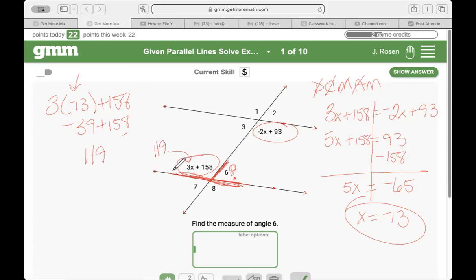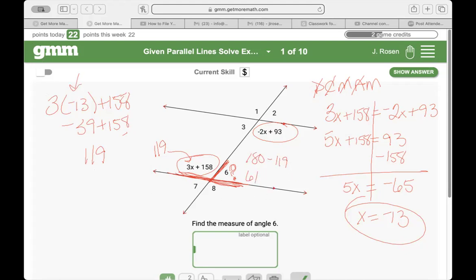And it makes sense because it's an obtuse angle, right? But to get the degree of 6, I have to know that that adds up to a supplementary angle, which is 180. So we're going to do 180 minus 119, and that's going to tell us our missing piece. So 180 minus 119 is 61.